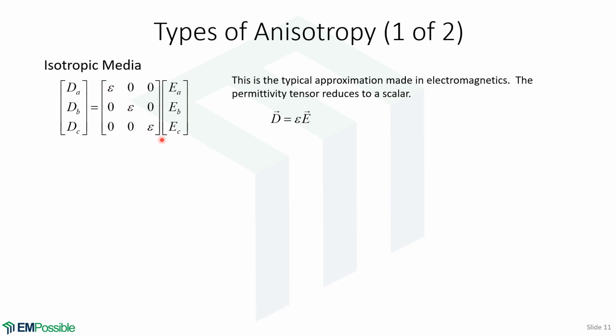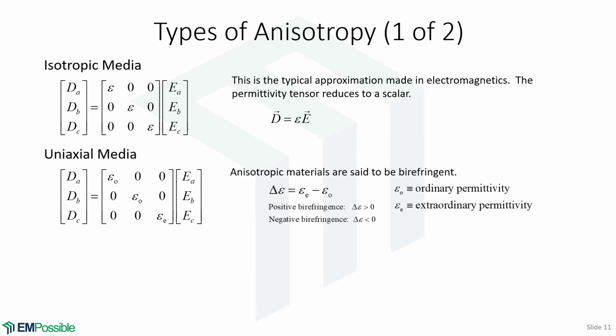Now, when all three numbers are the same, we call this isotropic. And this is what we've been talking about up to this point: D equals epsilon E, where epsilon can really just be a single number, and E and D are always in the same direction. And this is how we learn electromagnetics. And suddenly it seems really weird and exotic when D and E are not in the same direction. But all it takes is anisotropy. There are lots of anisotropic materials out there. It's really not that uncommon. It's just that we don't talk about it a whole lot in an electromagnetics class.